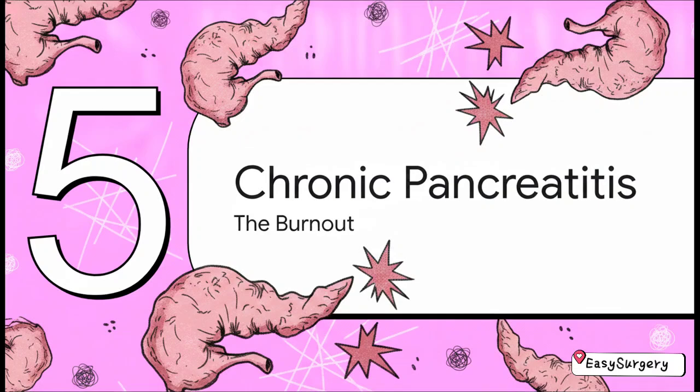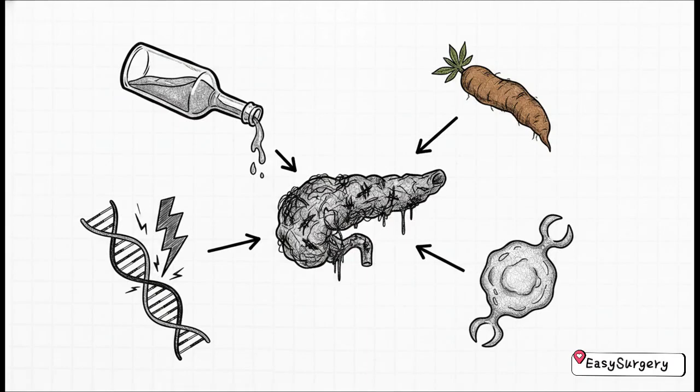Chronic pancreatitis and irreversible parenchymal damage. This is the endgame of repeated acute attacks. The organ is left permanently scarred, totally fibrotic, and just unable to do its job. We use the acronym TGAR-O to remember the causes of this chronic phase. And notice the massive shift here.